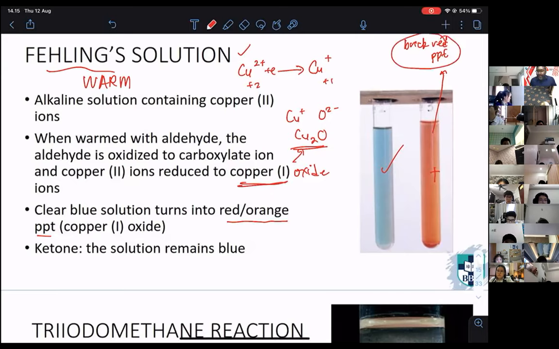In your past year papers, they always use this brick red precipitate. They mention warm here. So you remember I already put that you need to warm them, but this happens only for aldehyde.